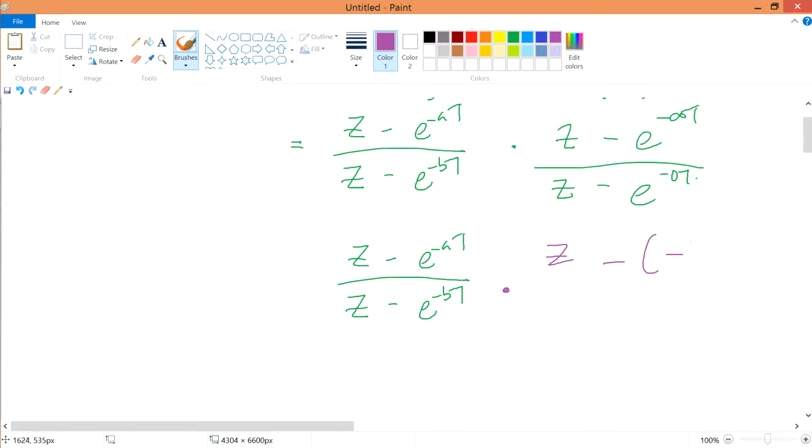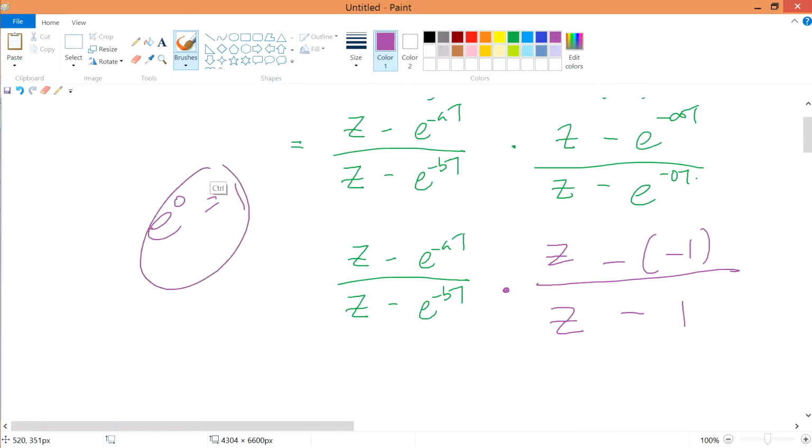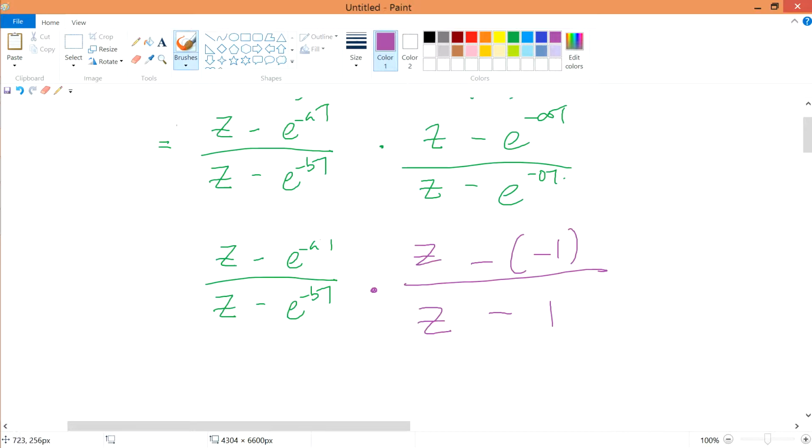So I have minus 1 over z minus e to the power of 0. What is e to the power of 0? e to the power of 0 is equal to 1, you can just type it inside the calculator. So I have this form. If I bracket everything, k times this is equal to H of z.